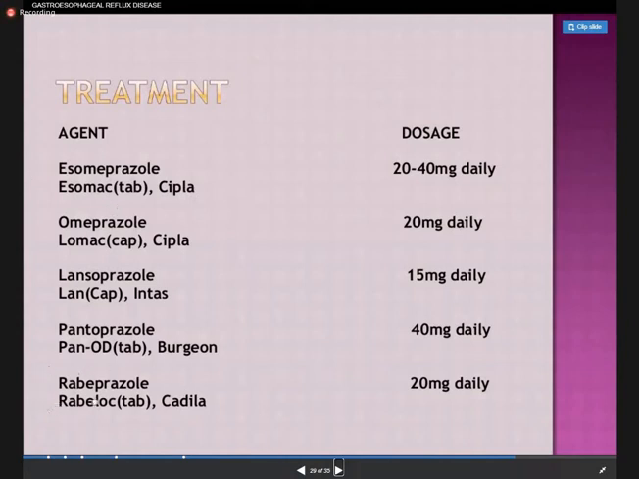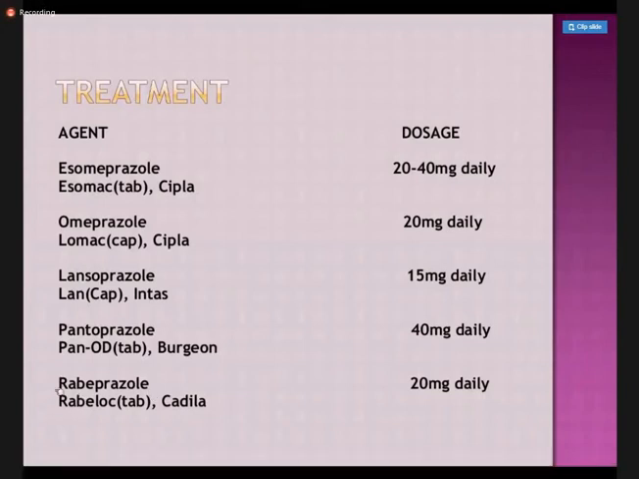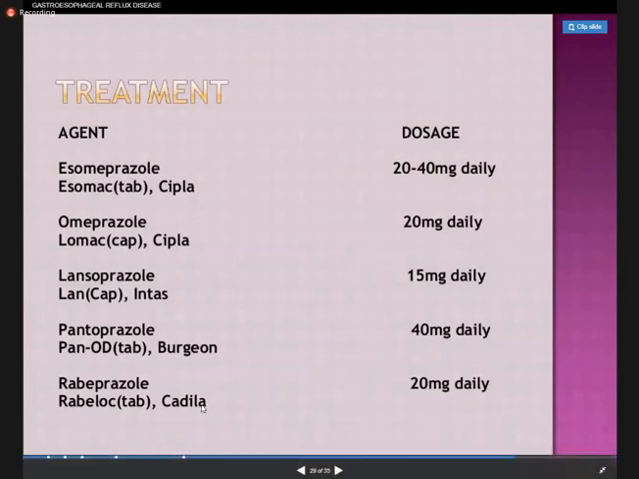The rabeprazole gained its popularity because there were initially few trials which showed that rabeprazole is the only PPI out of these which is safe in pregnancy. But later, further trials with a substantial number of patients showed that all of these agents are pregnancy safe.